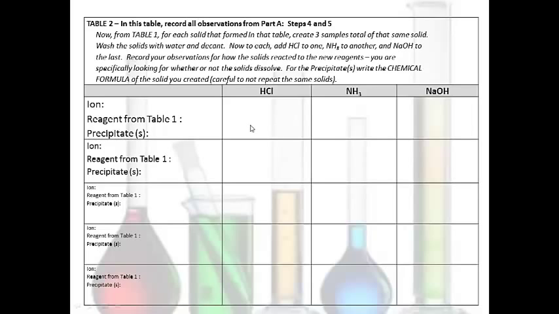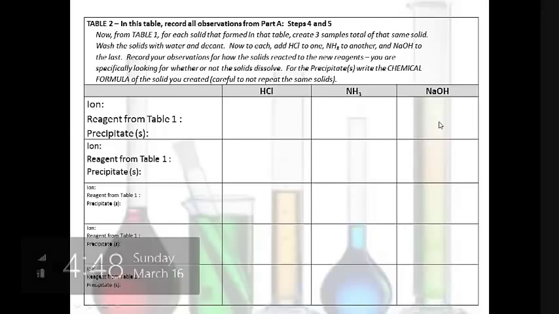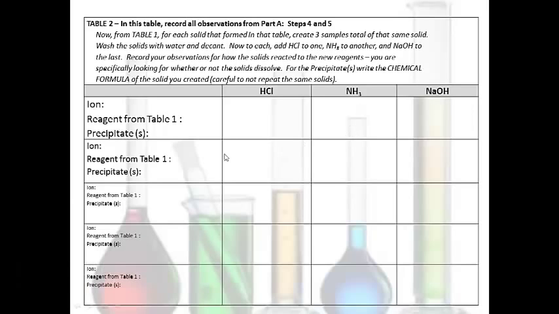Of course, it's not going to redissolve in the HCl. That's how you made the precipitate in the first place. But you want to see if you can dissolve it in NH3 or NaOH. So you'll test that to see if you can redissolve them. And you'll repeat with any of the solids that you make.